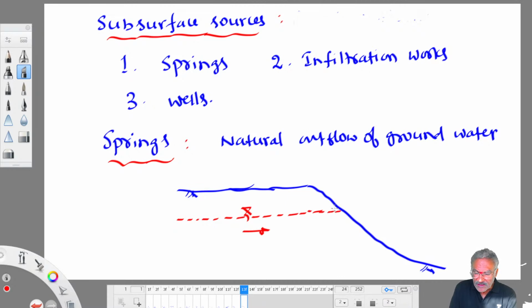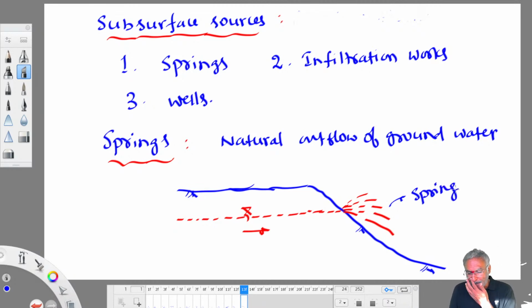So in this direction, suddenly because there is no ground here, then what happens? This is a leading water, this is trailing water. Trailing water is pushing the leading water. There is no option left with this water. Therefore, ground gets punctured here. Then water starts oozing out of the ground, resulting in formation of spring. We call them gravity springs. This is spring, natural outflow of groundwater. From ground, water gets out of the ground, resulting in formation of a spring.